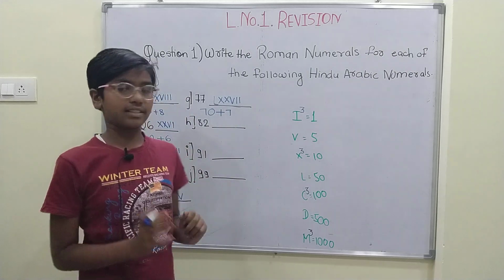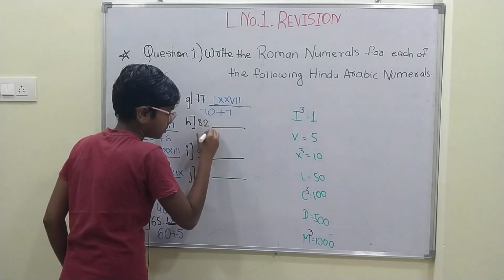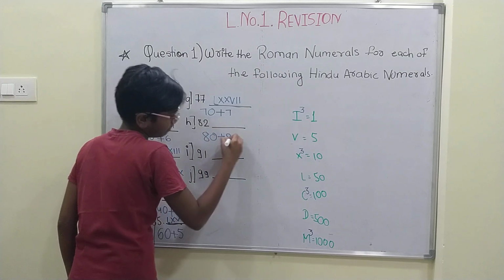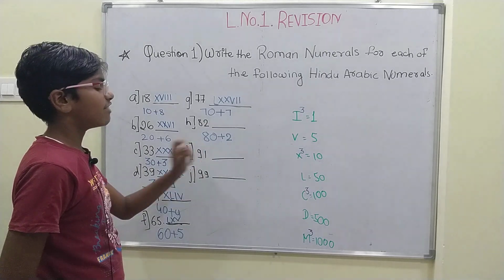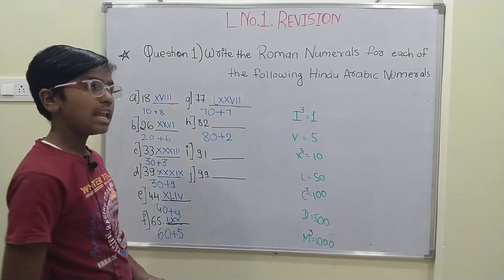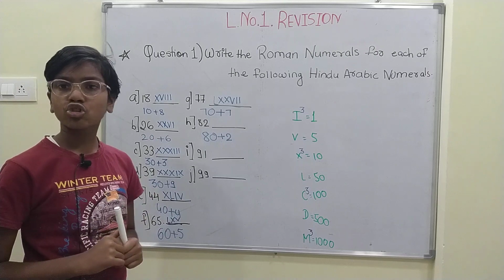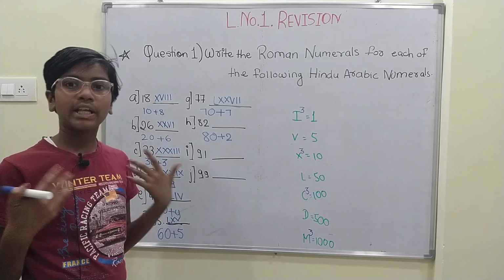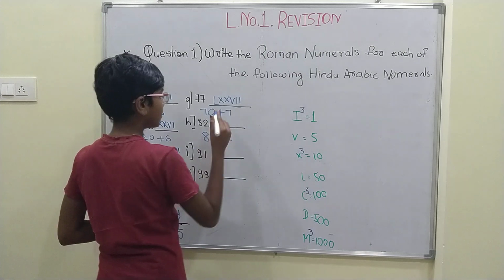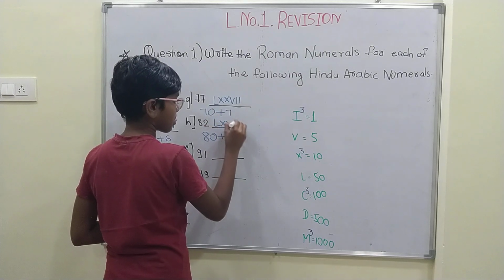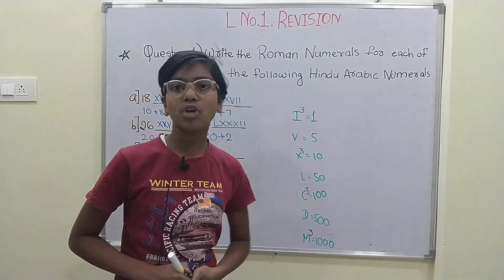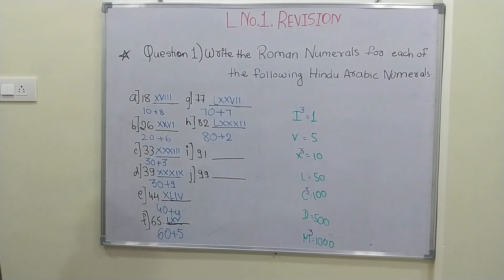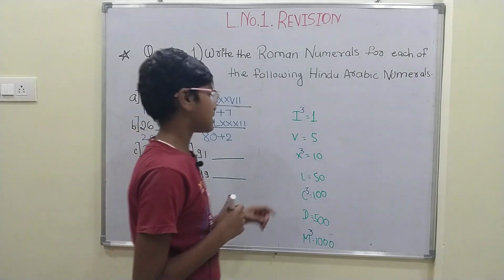That's right. Next, 82. 80 plus 2 gives me 82. Now I know the value of 80 is LXXX. This time also I am not giving the X more than 3 times. It's possible. I can repeat I 2 times. Maximum is 3 times. So I am able to repeat it 2 times as well. But let's go for the next case.